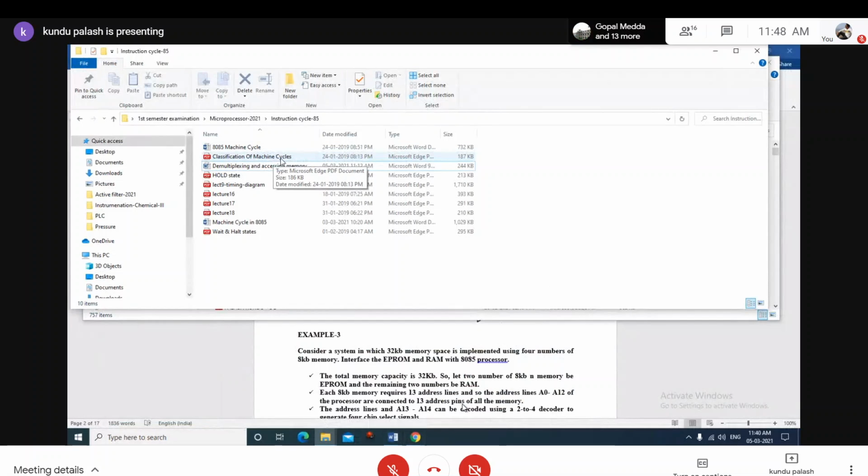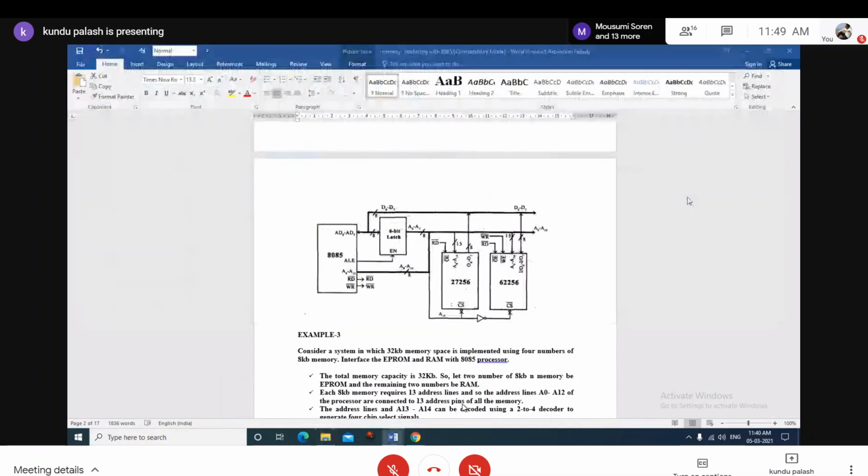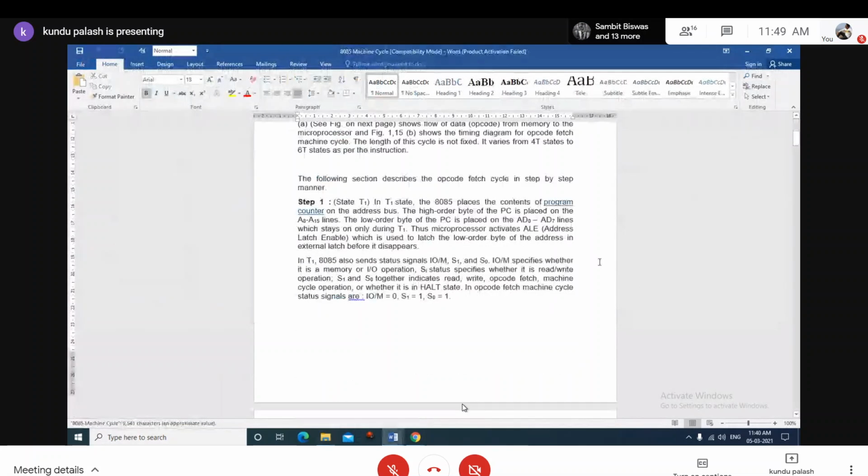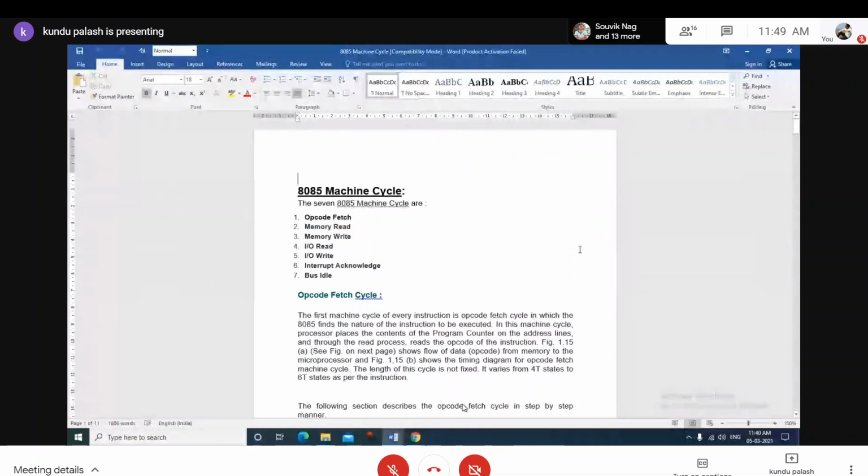So I am going to the next part, which is very important. That is machine cycles of the CPU. What is the meaning of machine cycle?